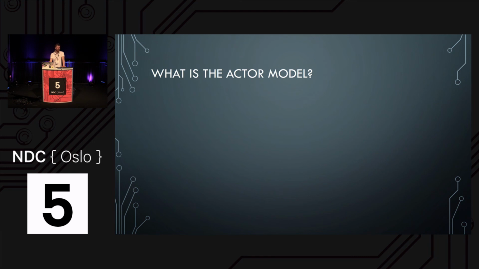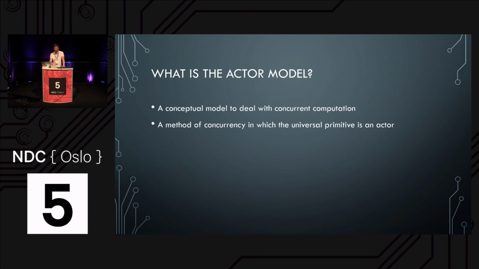So what exactly is the actor model? It's a conceptual model to deal with concurrent computation and a method of concurrency in which the universal primitive is an actor. And that might all sound a bit fluffy, but just as in object-oriented programming, where the class could be seen as the universal primitive, in actors, it's the actor that's the universal primitive. And there are many similarities: if you were coding object-oriented style, you would make a class for things, and in many cases you would make a corresponding actor. And it's not a new idea. It was first published in the early 70s, so along with many things in computer science, things come back again much later.